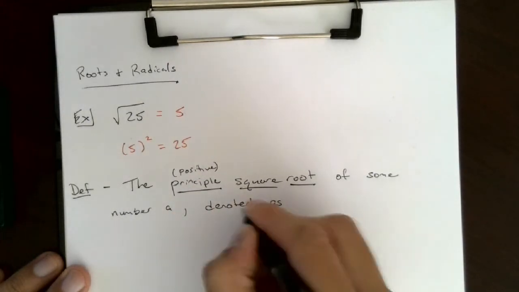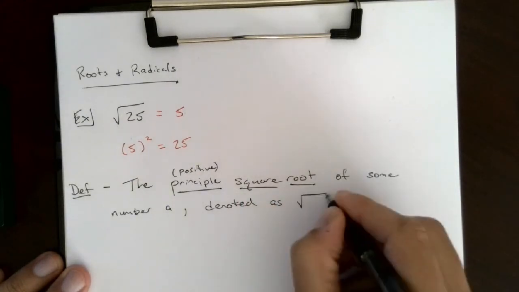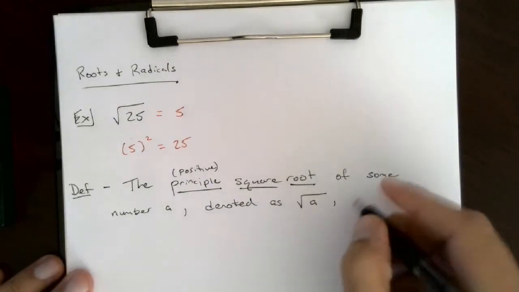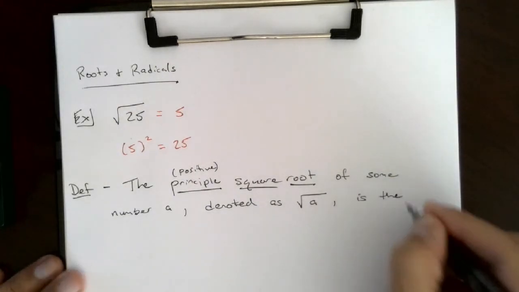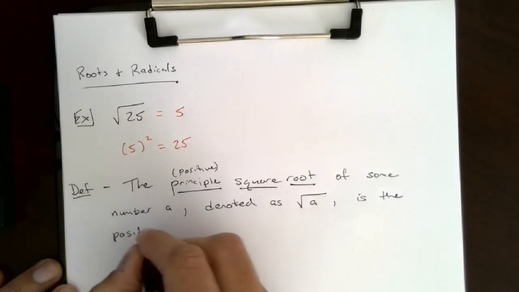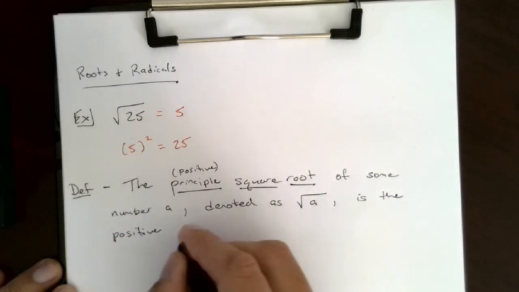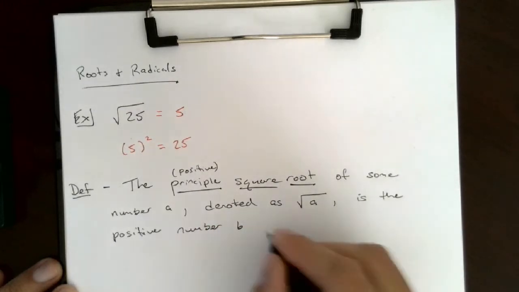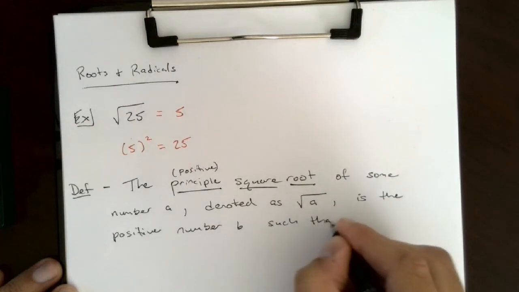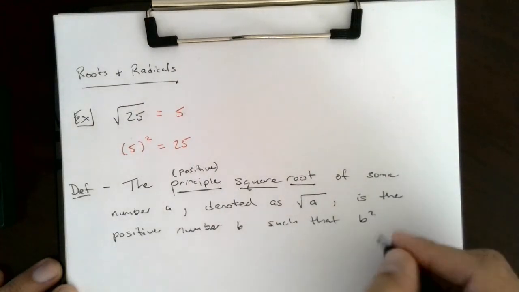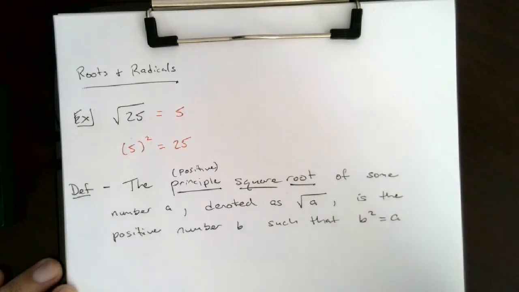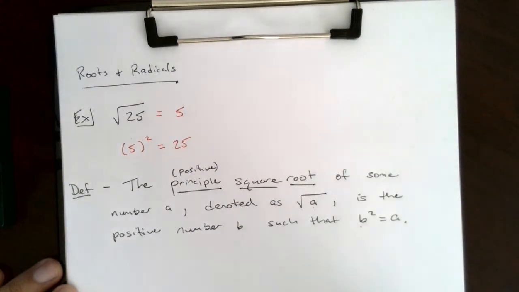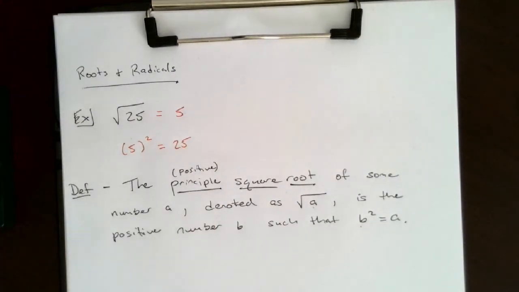denoted as, I say denoted as the square root of a, right, so it's the square root symbol of a, is the positive number b such that b squared equals a. In other words, it's the number that when you multiply it times itself gives you what's on the inside. Now because we're talking about the principal square root, I'm talking about the positive value there.